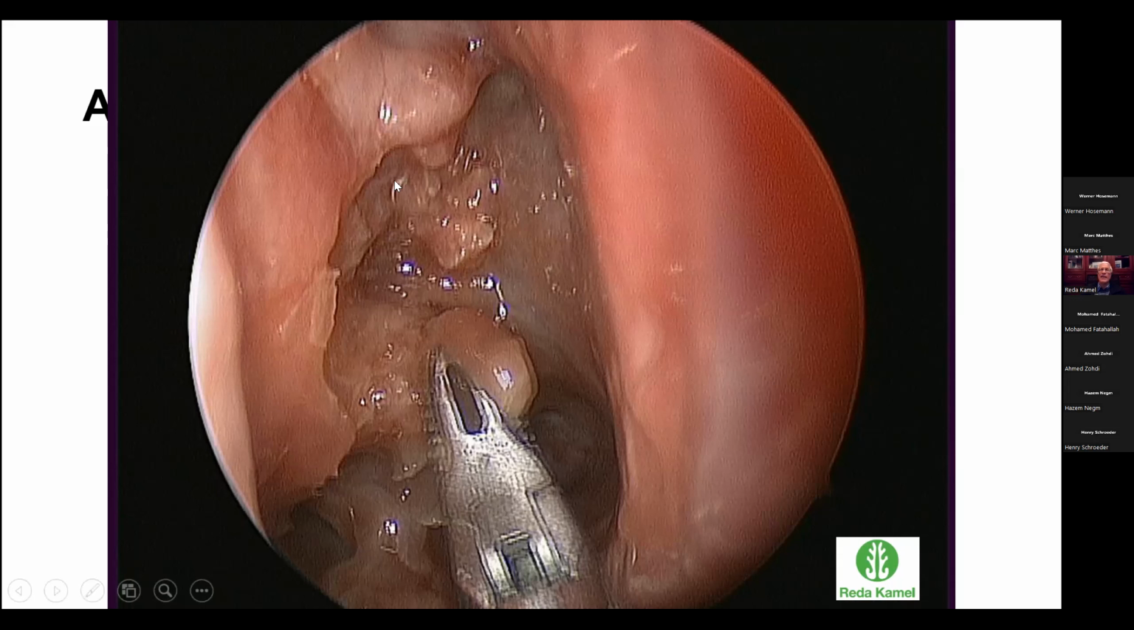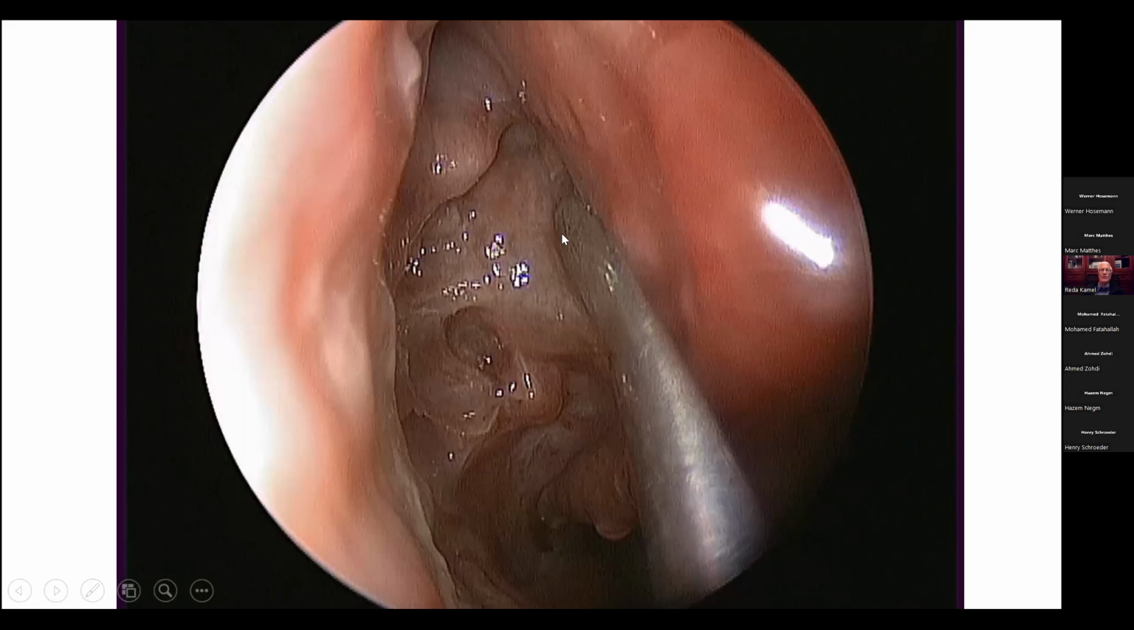The basal lamella. Now the first part of the medial turbinate, sagittal. The second part of the medial turbinate, coronal. The third part of the medial turbinate, axial. So the medial turbinate is very strange. First part, sagittal. Second part, coronal. Third part, axial. And here we are exposing the great basal lamella.